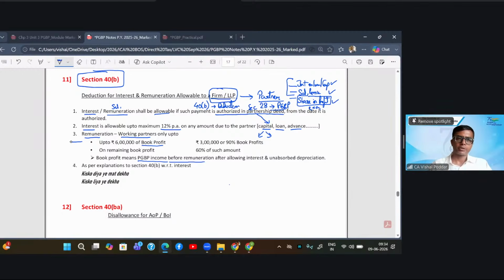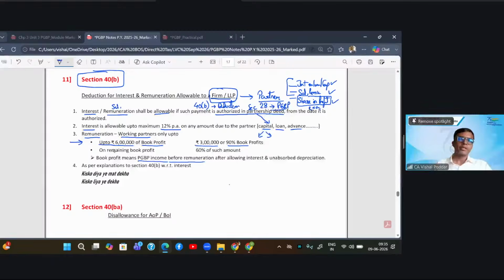So they have made slabs. If your book profit is up to rupees 6 lakhs. Now what is up to? It means either it is a loss or, if there is a profit, the profit is up to 6 lakhs. So right from loss up to 6 lakhs of profit, you can pay a maximum of 3 lakhs or 90% of the book profit, whichever is higher.